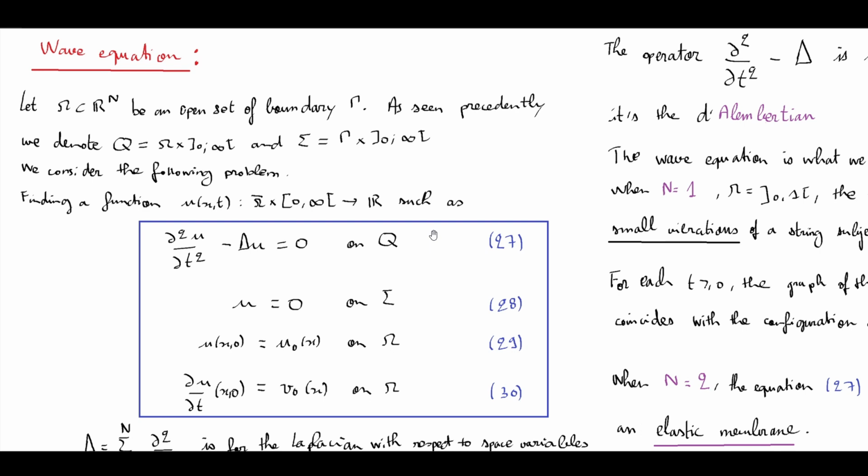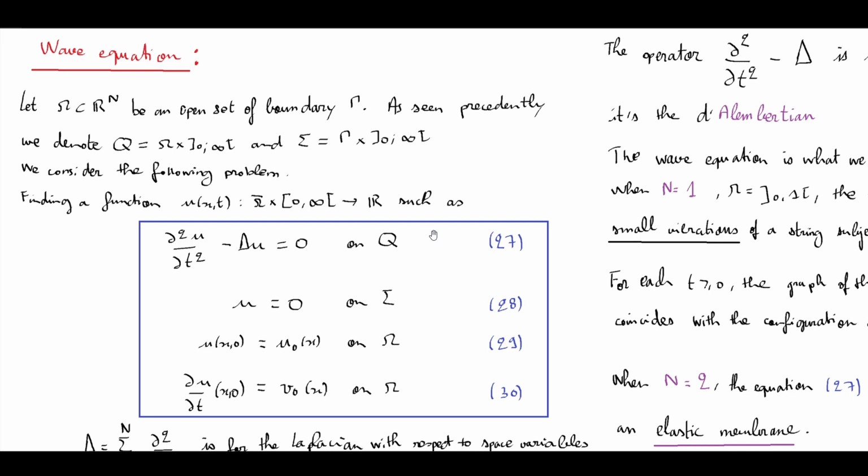Welcome in this new video where we're gonna start talking about the wave equation. So let's take omega, a domain included in Rn, be an open set of boundary gamma. As seen precedently, we denote Q our cylinder by omega times 0 infinity, 0 and infinity being excluded, and sigma equal to gamma times 0 infinity.